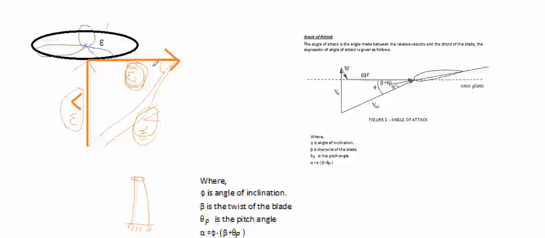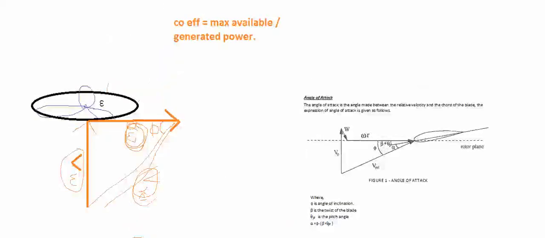Let's get this proper. Let's remove everything and draw a relative velocity line. This is the relative velocity, and we denote the angle by phi. This is nothing but the velocity which is relative.